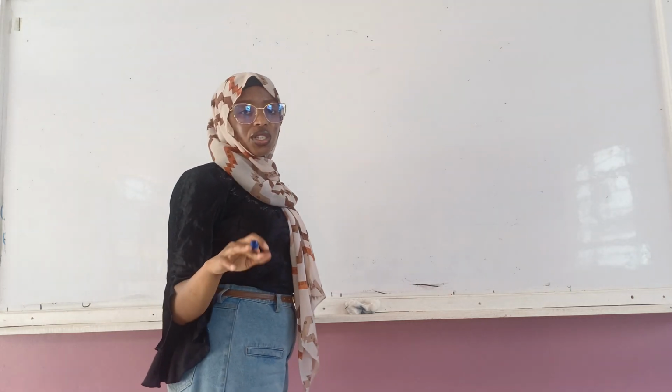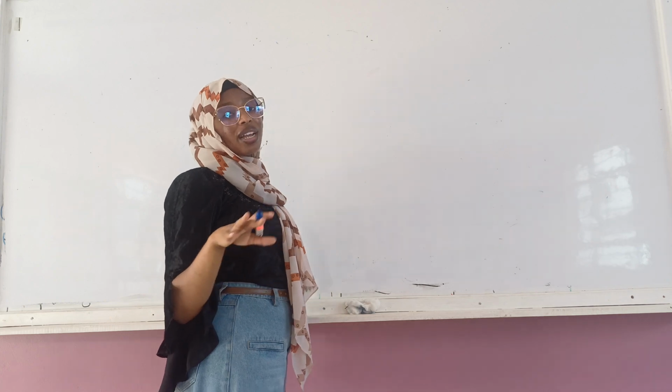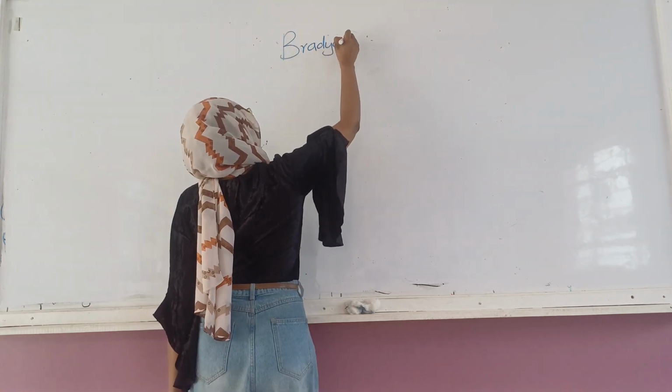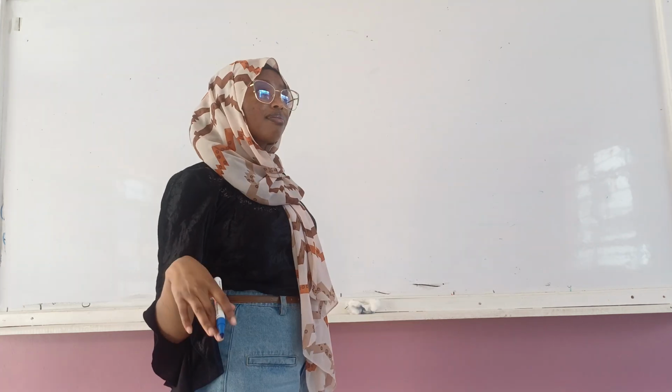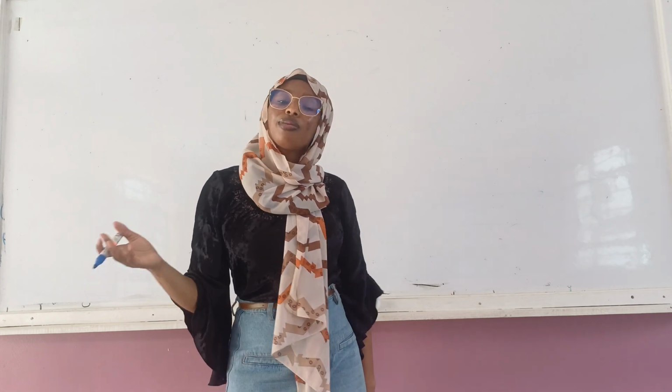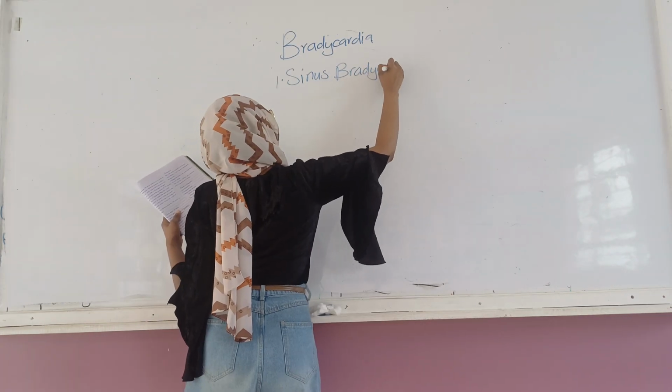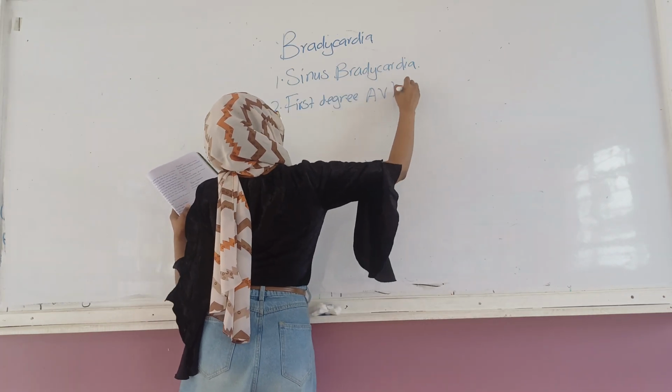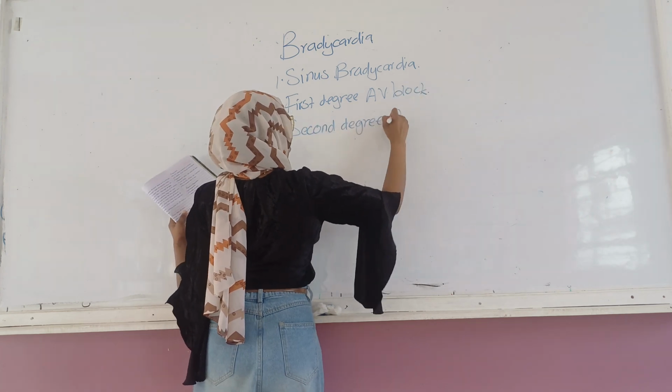Now that you have understood the sinus heart rhythm, we can discuss bradycardia and the several types of bradycardia. Bradycardia, as you know, means a slow heart rate. That is a heart rate less than 60 beats per minute. There are 4 types of bradycardia.